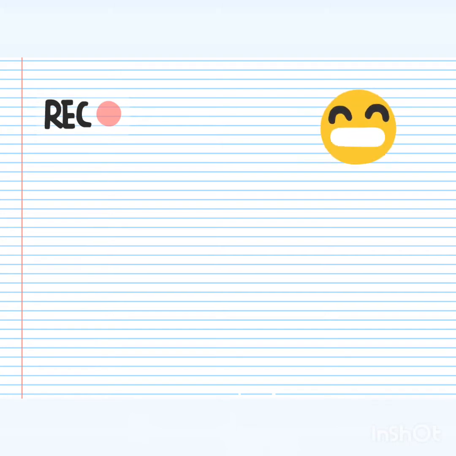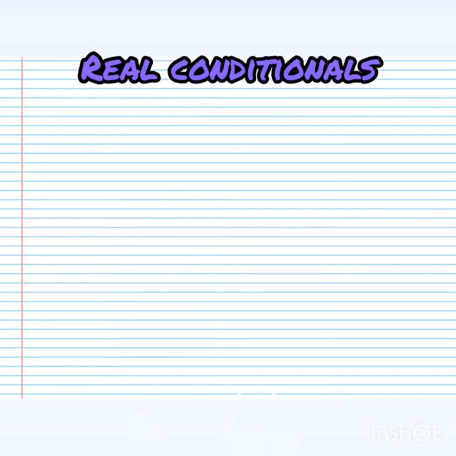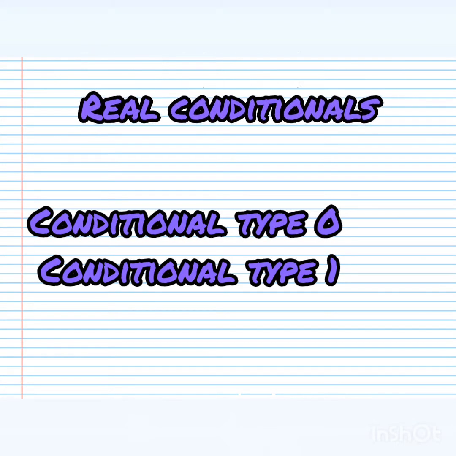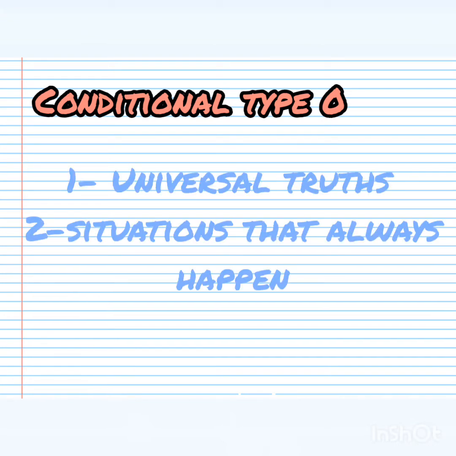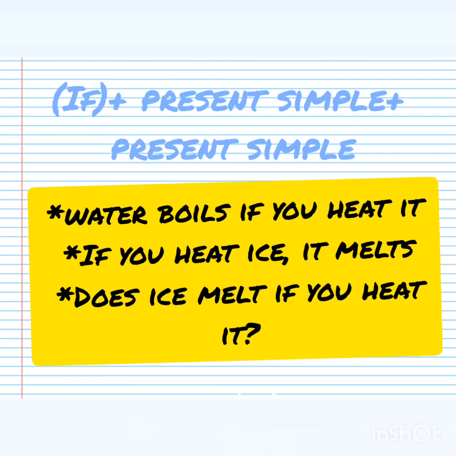So as to make this less stressing for you, we will divide conditionals into big groups, real and unreal. Within the real conditionals group, we find conditional type 0 and conditional type 1. Conditional type 0. As you may already remember, conditional type 0 is used to speak about universal truths or situations that always happen. The structure for this conditional type is if plus present simple plus present simple, as the example that you can see below.